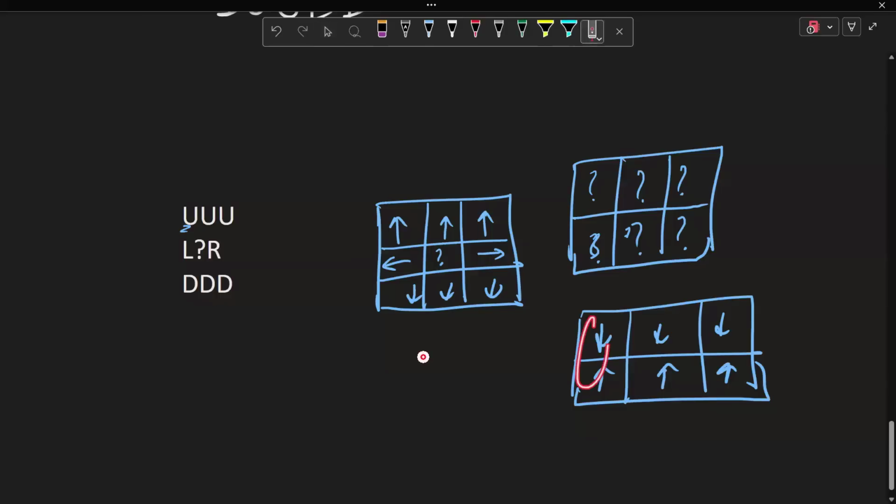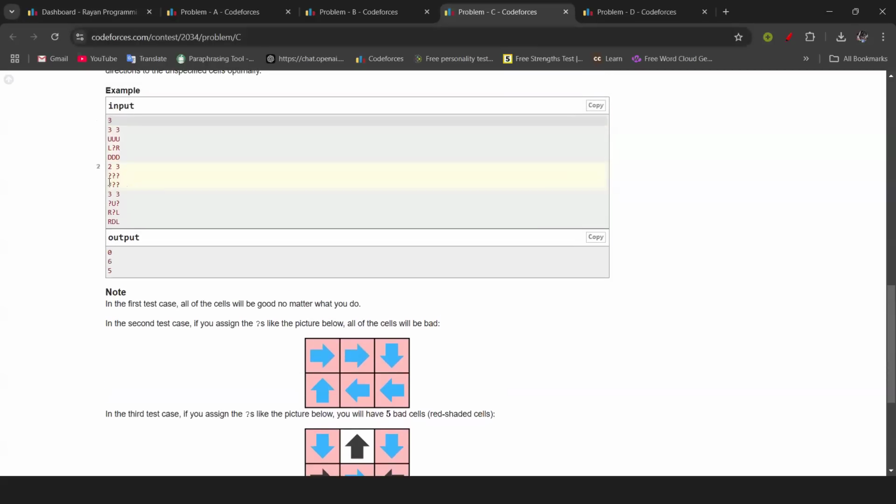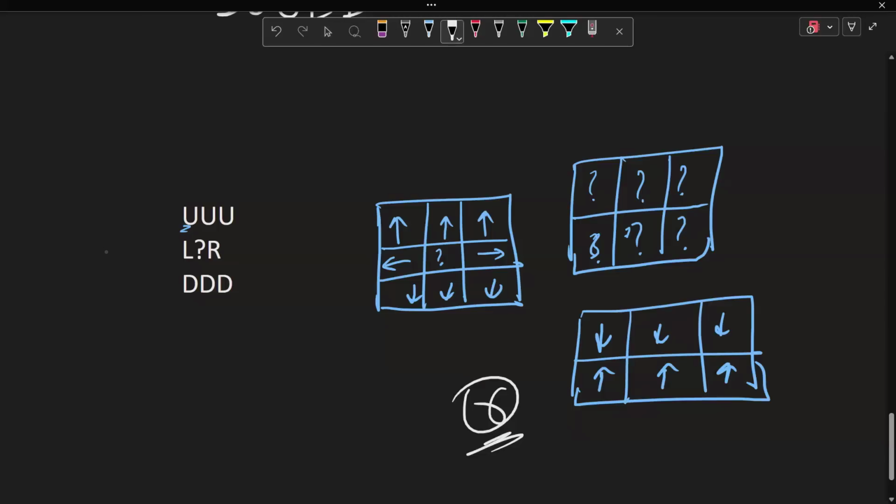When two cells are pointing towards each other, if you start from there, you always get trapped. If you start from here, you always get trapped. So whenever you have two consecutive question marks, you can always make them trap each other. That way you are maximizing the number of positions where you get trapped. So six would be your answer for the second test case. Okay. So I hope the problem is completely clear and you have got some initial intuitions about what you can do.